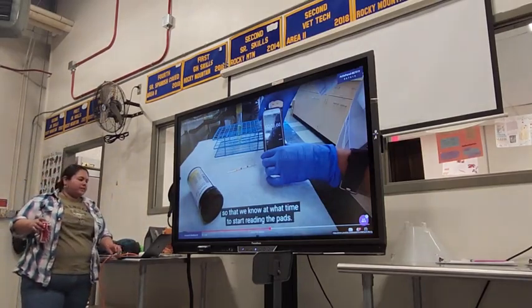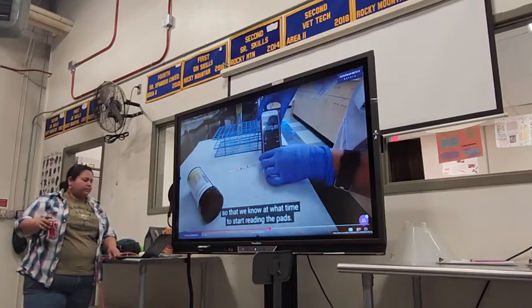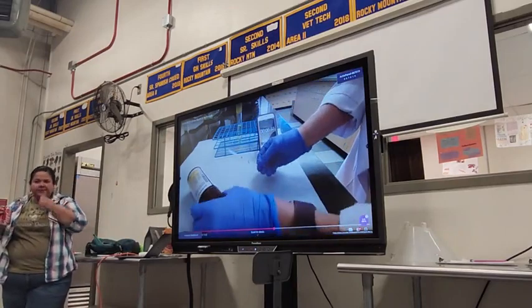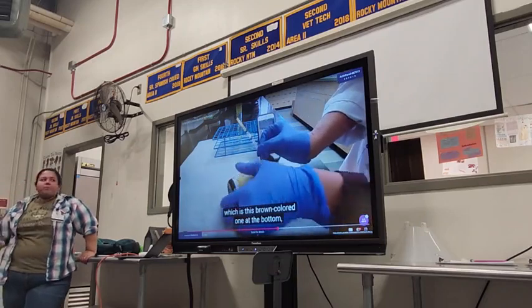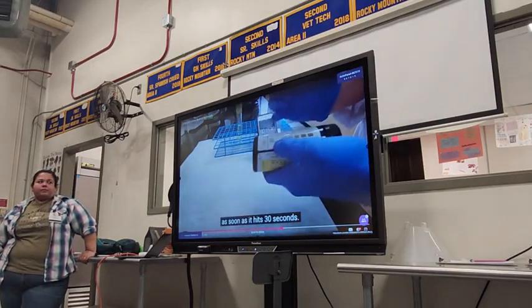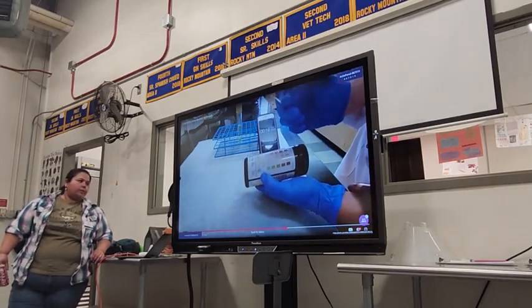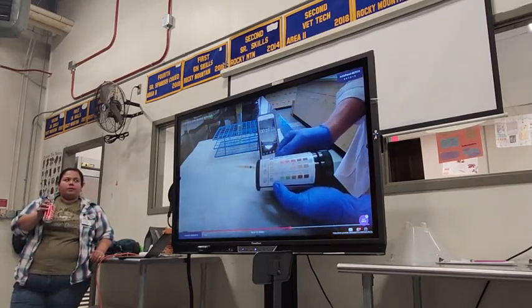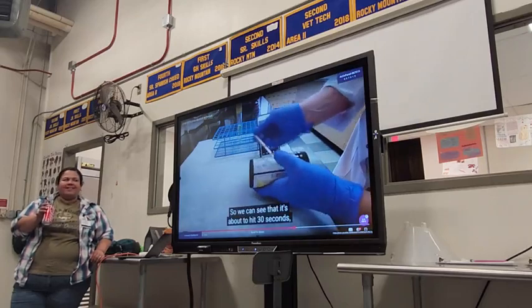Let's continue watching this bad video, so that we know at what time to start reading the pads. The first pad, the glucose pad, which is this brown colored one at the bottom, is the first pad that we're going to read as soon as it hits 30 seconds. What about the extra seconds it took for her to? So we can see that it's about to hit 30 seconds.